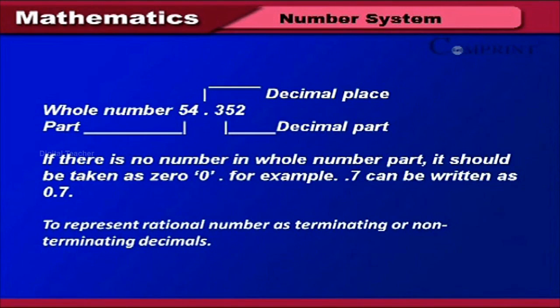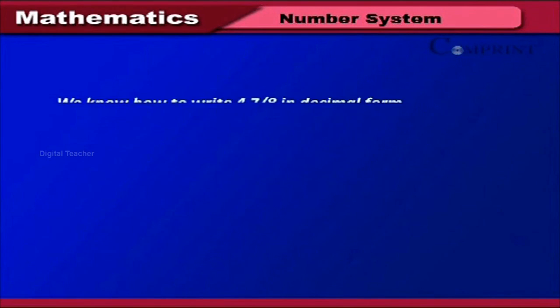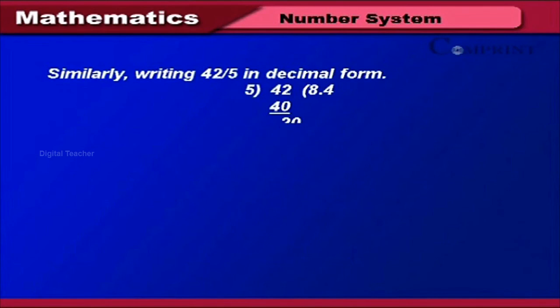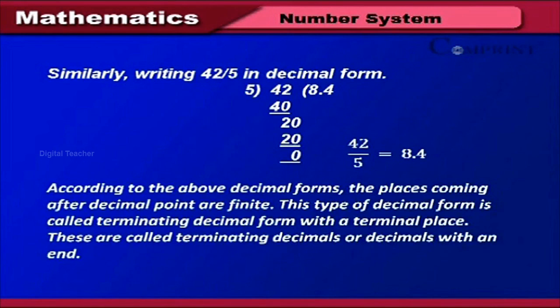To represent rational numbers as terminating or non-terminating decimals, we know how to write 4 7 by 8 in decimal form. 4 7 by 8 is equal to 39 by 8. 39 will be divided by 8. We get 4.875. Therefore, 4 7 by 8 is equal to 4.875. Similarly, writing 42 by 5 in decimal form, 42 is divided by 5, we get 8.4.